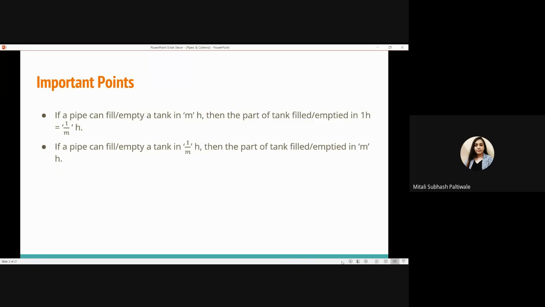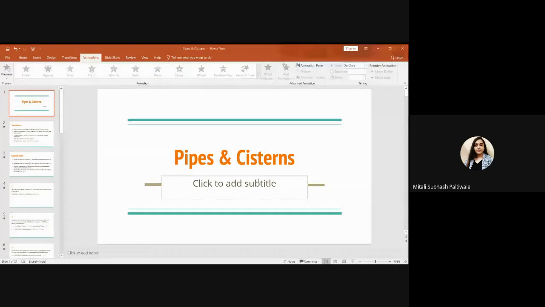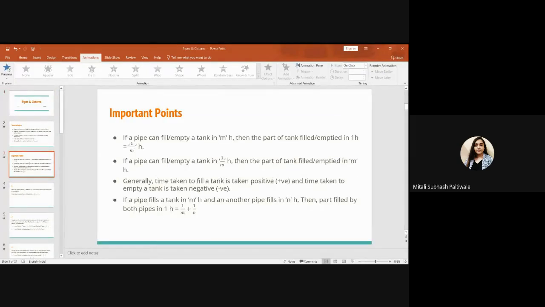So next, if a pipe can fill or empty 1 by m part of a tank in 1 hour, then it can fill or empty the whole tank in m hours.